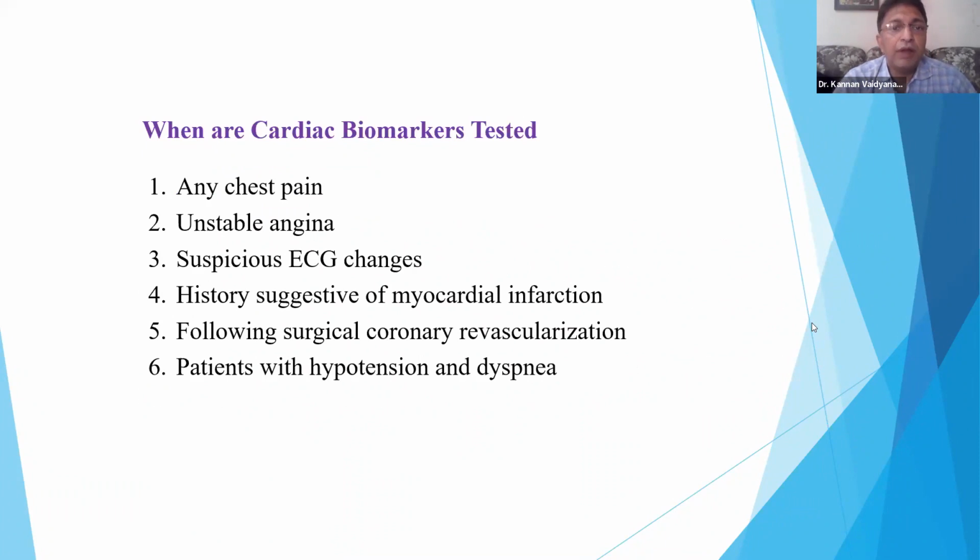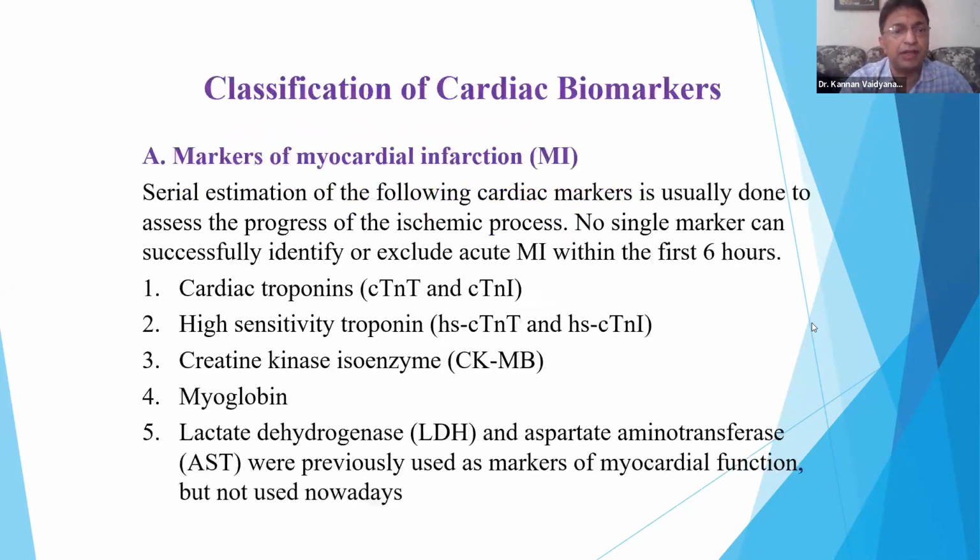Now, when do we test cardiac biomarkers? It can be used in many clinical conditions, including any kind of chest pain which a patient is having, unstable angina, suspicious ECG changes, or any history in the patient suggestive of myocardial infarction, usually an acute presentation, or sometimes even a chronic presentation, following surgical coronary revascularization, or in patients who have hypertension, dyspnea, etc. These are some of the clinical conditions where cardiac biomarkers are usually tested.